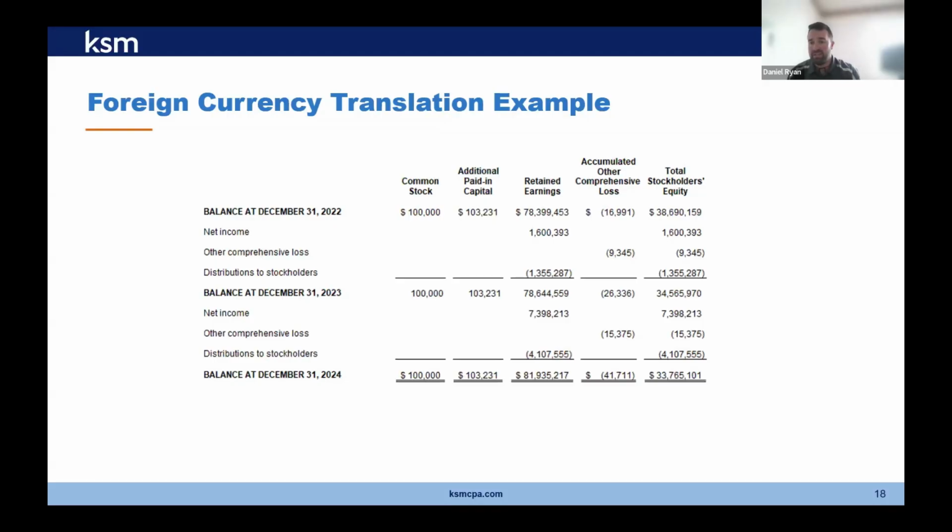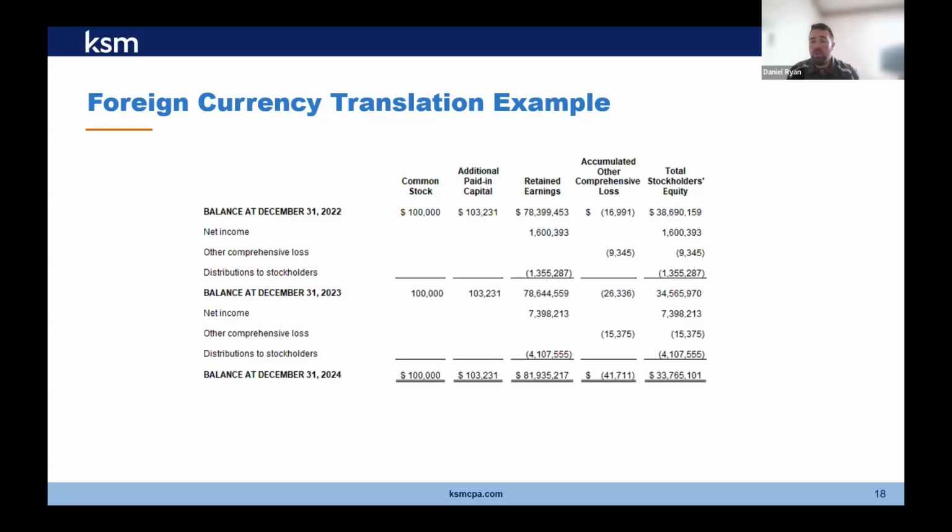If we were to look at this entity's income statement down within the other comprehensive income amount, we would see this $15,000 amount noted here. And this $15,000 amount is the change of the AOCI from the prior year end to the current year end.